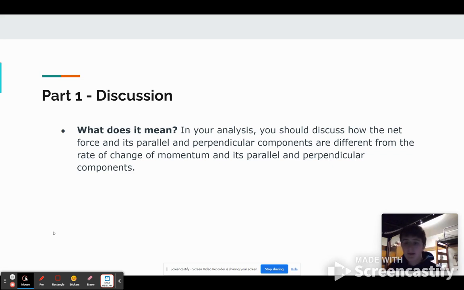So the parallel and perpendicular components of force are a little different from the rate of change in momentum, in that the rate of change in momentum doesn't necessarily break things into forces on its own. However, we did set net force and change of momentum equal to each other, because momentum is mass times velocity, and the net force is equal to mass times acceleration. And the rate of change of velocity is acceleration. So if you're doing the rate of change of momentum, then you have mass times acceleration, which is equal to that force. So they're not exactly the same, but they are very similar.